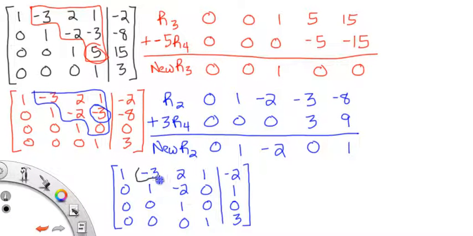Looking at the staircase again, the next term that I want to get rid of, moving around clockwise, I guess I have a couple choices. I could get rid of the 1 next, or I could get rid of the negative 2. I'm just going to go ahead and finish out this column here. So I'm going to get rid of the 1 right here, and again, I'm going to use row 4 in order to do that.